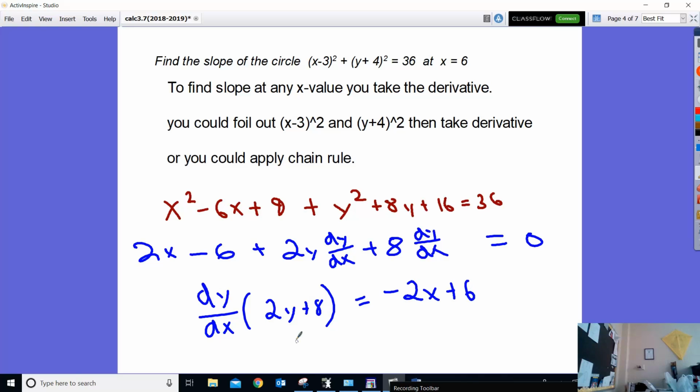What are we going to divide everything by? 2y plus 8. There's your derivative: negative twice x plus 6 over 2y plus 8. Now, don't turn the page and move on to the next slide because you're not done. Your goal was to find the slope of this circle at x equals 6. Now, that's an equation that'll give you slope, but it doesn't just have a variable x in it, does it? It also has what variable? Y. So you're not done.